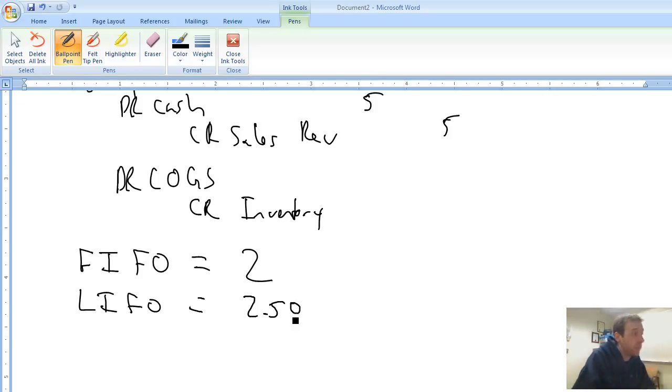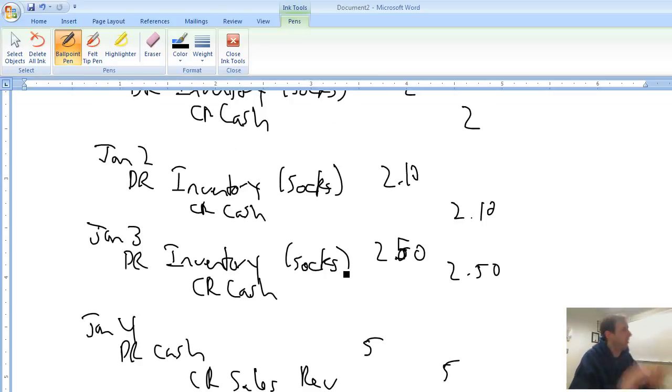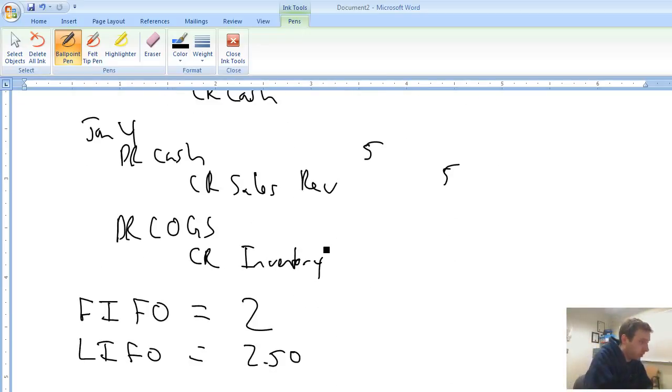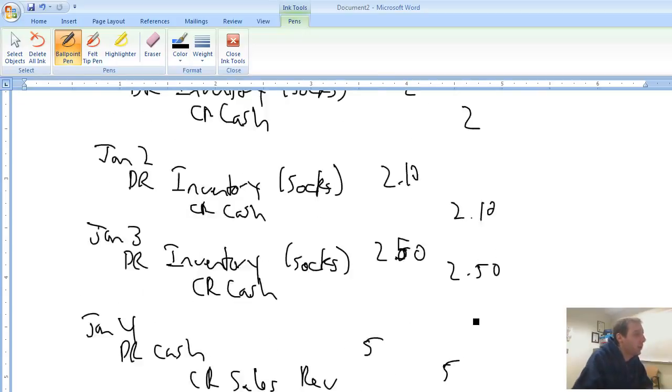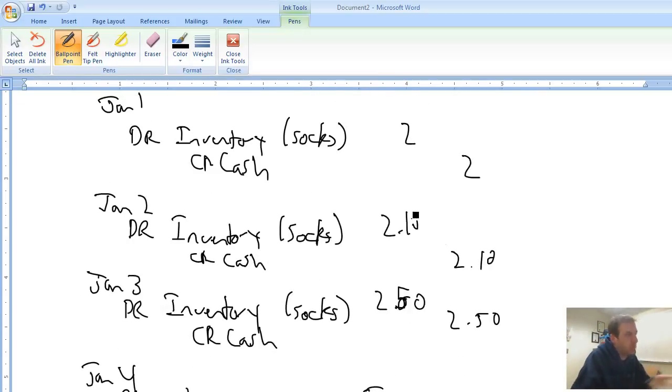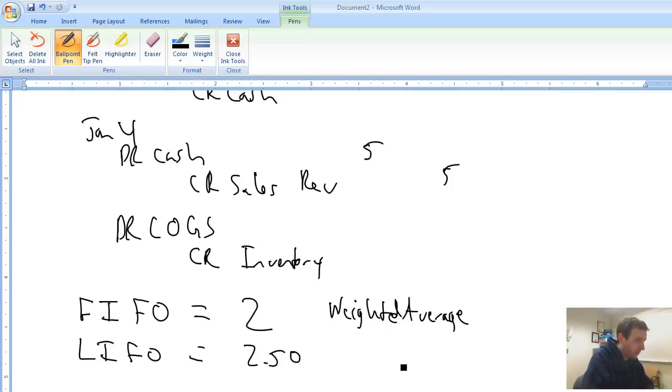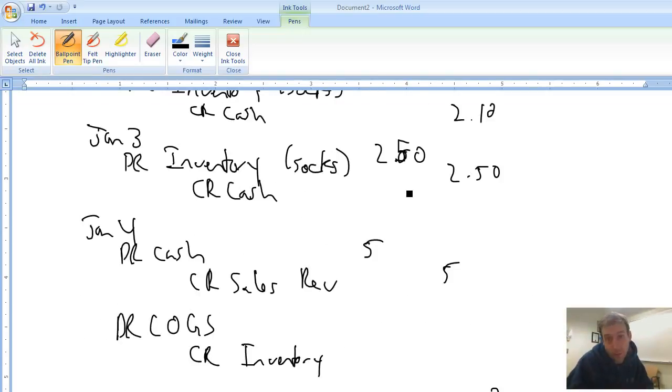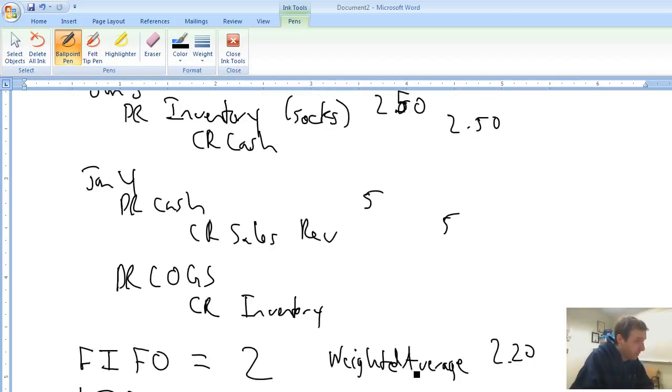Now, there's other methods available to us too. Some of you may be looking at this and saying, hey, just take an average. Very legitimate method. It's called the weighted average method, and we'll look at that one next. So if I were doing weighted average, I would look at these items and I would go, okay, 2 plus 2.10 plus 2.50, that's 6.60 divided by 3. My average cost in inventory is 2.20. I added them up. That's why my last one was 2.50. I wanted it to be an even number. So 2.20 is my weighted average. Beautiful. So far, so good.